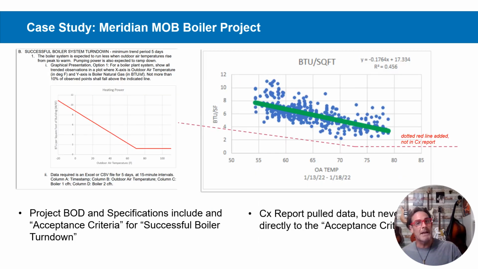The commissioning plan included some good stuff. The diagram on the left here shows an acceptance criteria, which was in the basis of design. It was in the specifications. It was in the commissioning plan. It said that we should accept the system when we saw some good turn down on the boiler system. Once we got to commissioning, we failed this criteria very clearly.